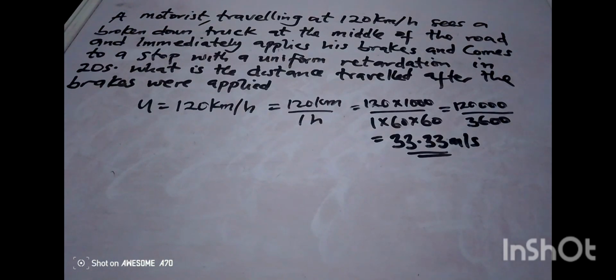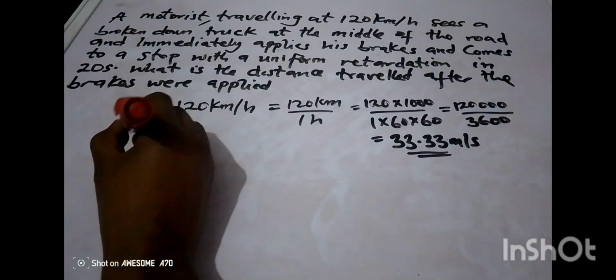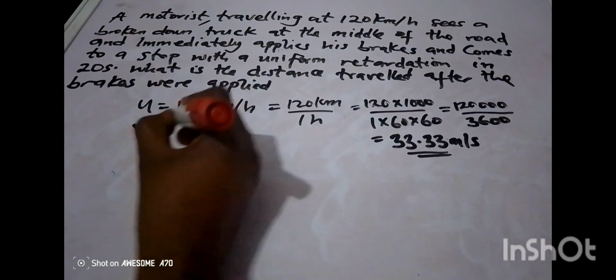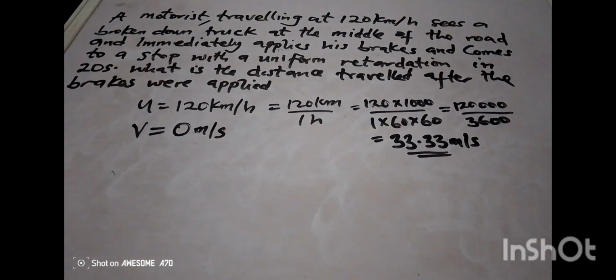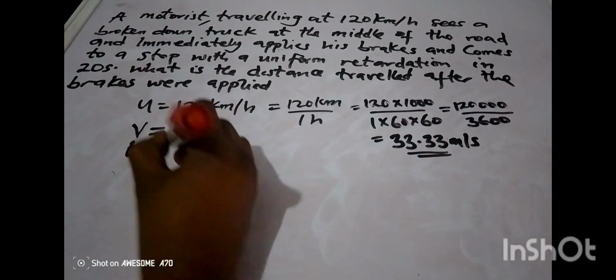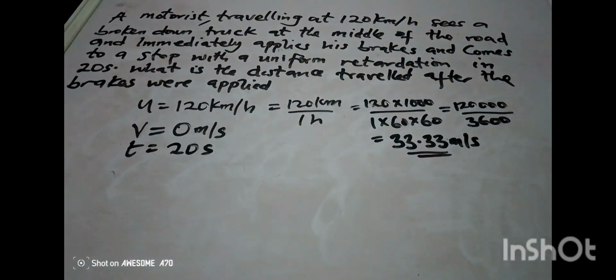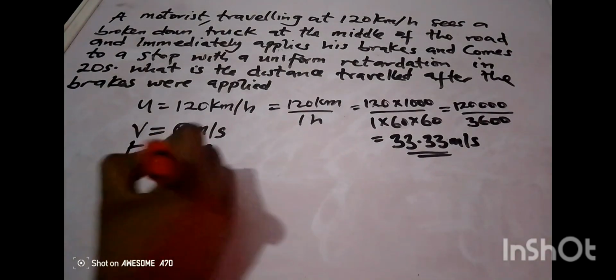So let's continue. He sees the broken down truck in the middle of the road and immediately applies brakes and comes to a stop. Remember, when an object comes to a stop, the concept tells us that the final velocity of the object is 0 meter per second because it has come to a stop. Now, with a uniform retardation in 20 seconds, our time is 20 seconds. Alright, what is the distance traveled? What is the s traveled?